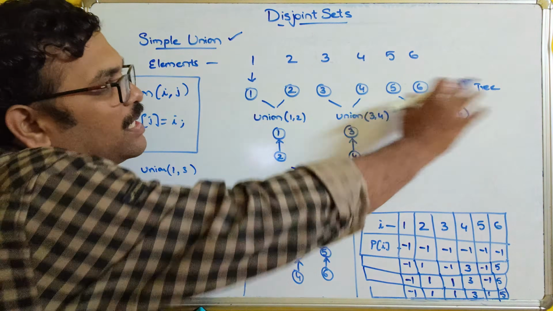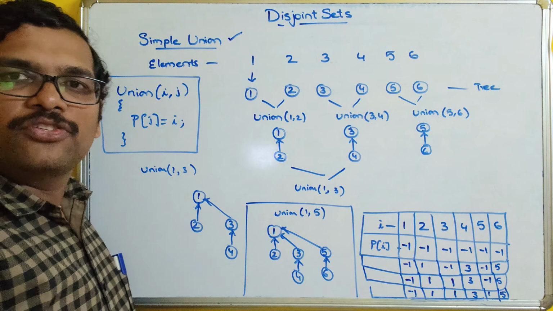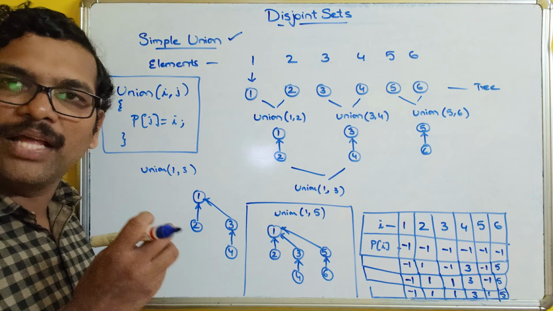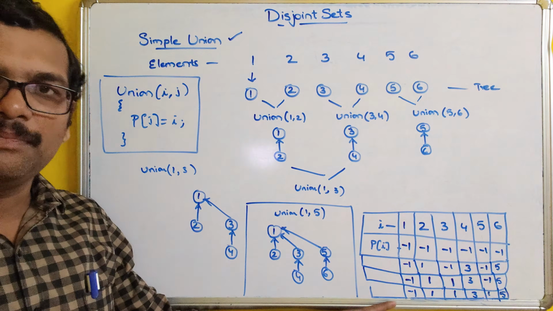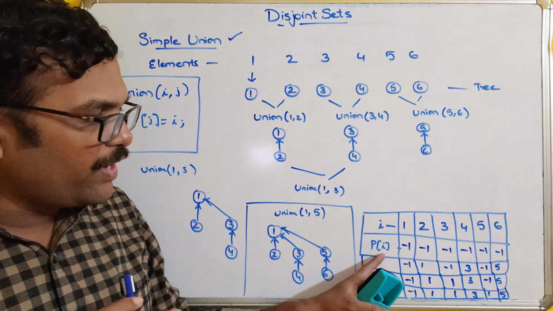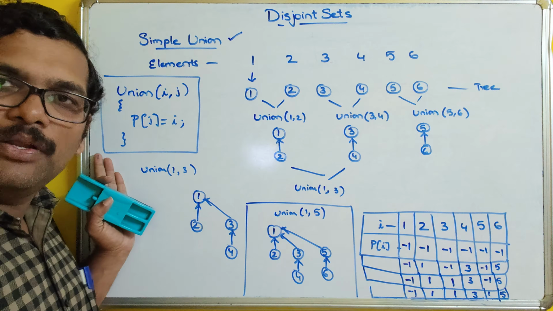Initially all these are individual elements, individual trees with only one root node. Gradually we are combining one node with another, one set with another set, and we are updating the parent table. For every node we give the parent. So P of I represents the parent. This is a simple algorithm for simple union.